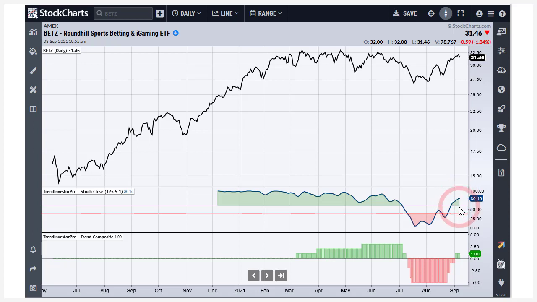And when Stoke closes above 60, that means it's clearly in the upper half of its 125-day range. The cup is half full, and that's why I consider it an uptrend. And then with the Trend Composite, that means that 3 indicators are on bullish signals and 2 are on bearish signals. So 3 minus 2 is +1. So that's why this indicator is a green +1. So we have a new trend following signal here for this ETF.